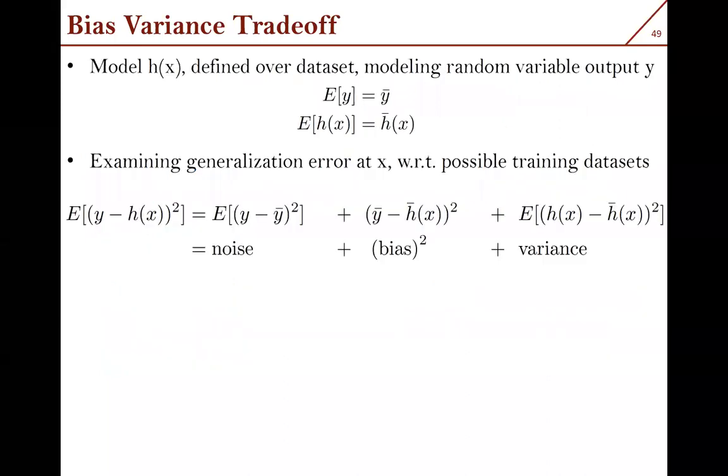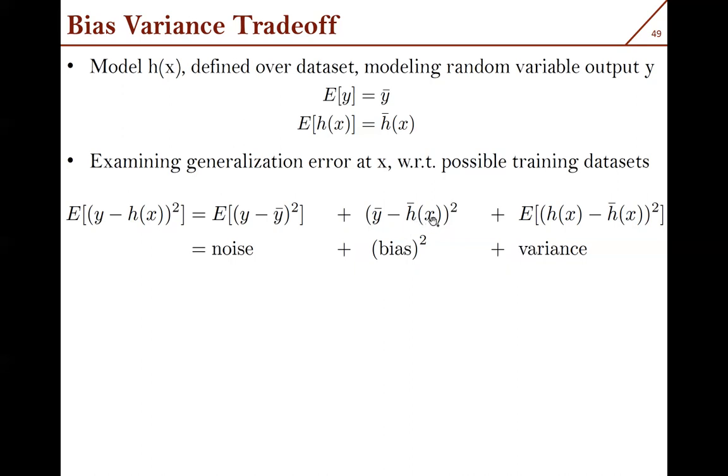Expressing it in mathematical terms, you want to find the loss function or error function described like this. This can be expressed as the expectation value of (y minus y average) whole square, and then you have (the average y minus the average h, which is a function of x, obviously) squared. And this is what the bias term is.